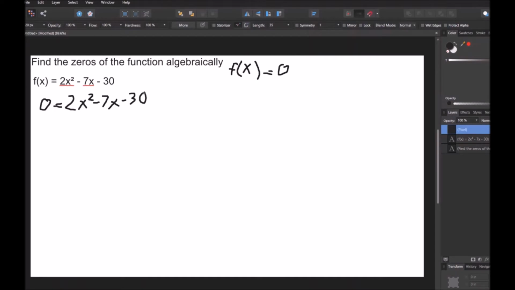And now we have a quadratic equation here, albeit not so friendly looking a quadratic. I don't see anything I can factor it into very easily, so I'm going to stick with the quadratic formula. And if you don't remember the quadratic formula, it's something you're going to want to memorize. It's negative b plus or minus the square root of b squared minus 4ac, and that whole thing is over 2a.